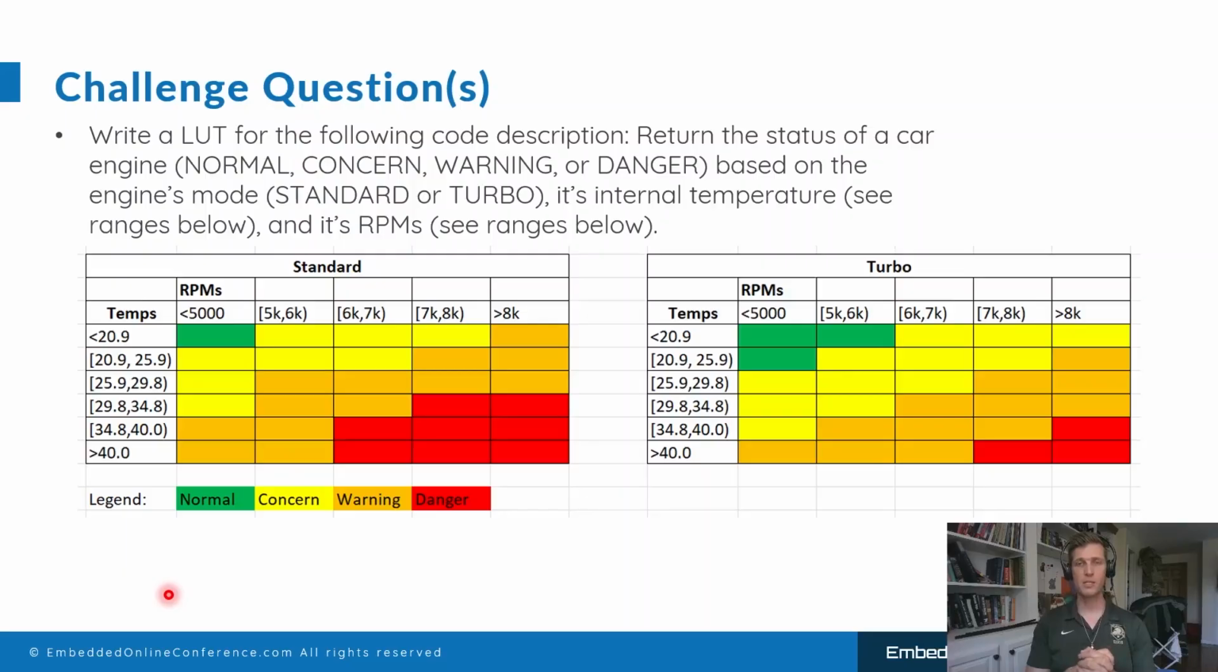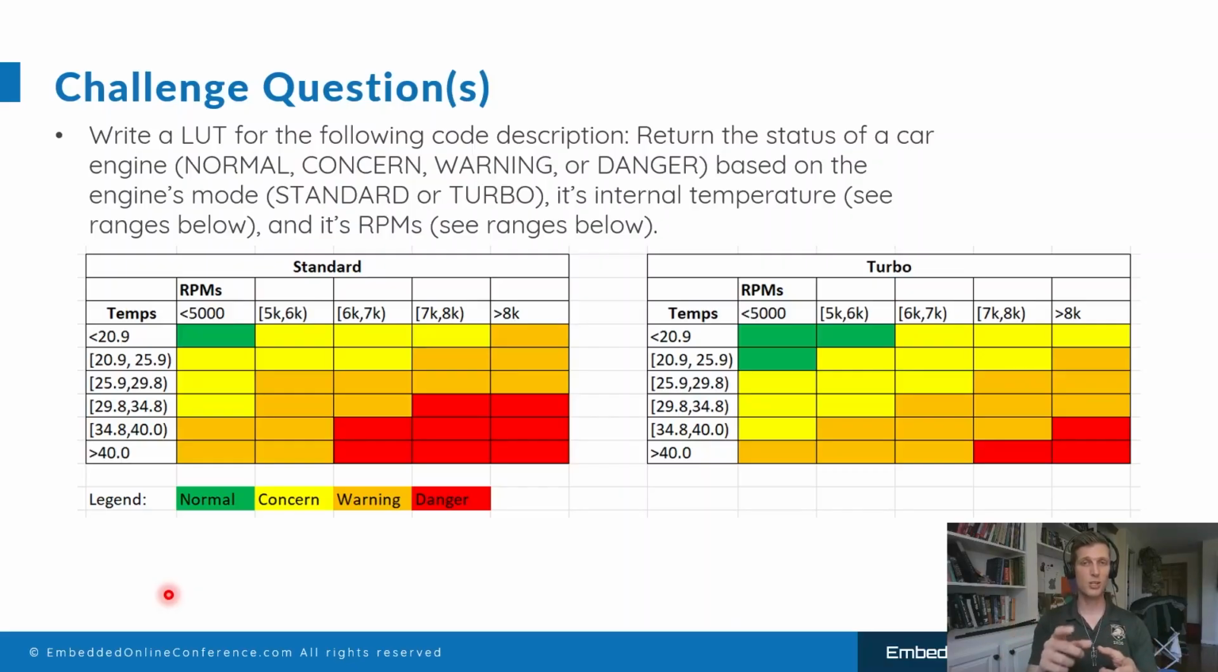This is a situation where I've got some sensors monitoring the engine status in my car, and I want to know if I'm in any sort of danger condition based on whether my engine is in standard mode or turbo mode, based on the internal temperature of the engine, and based on my current RPMs. And so I challenge you, once you've tackled the first one, to look at this second one and think about how you might implement this logic with a lookup table.